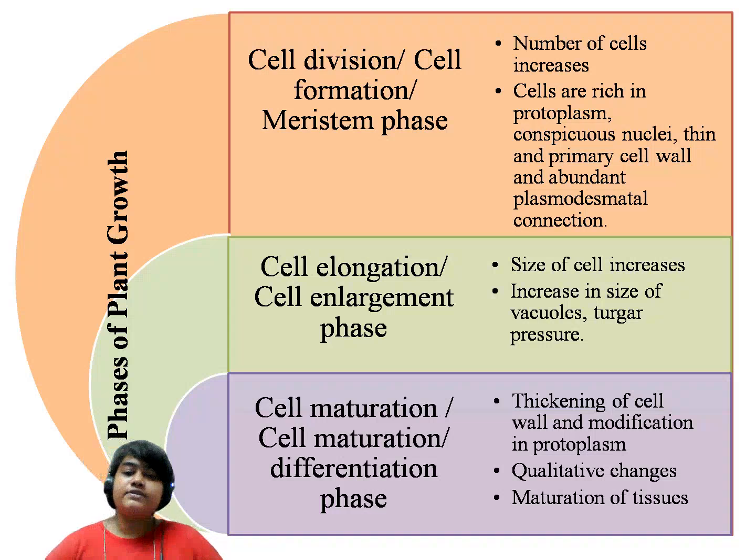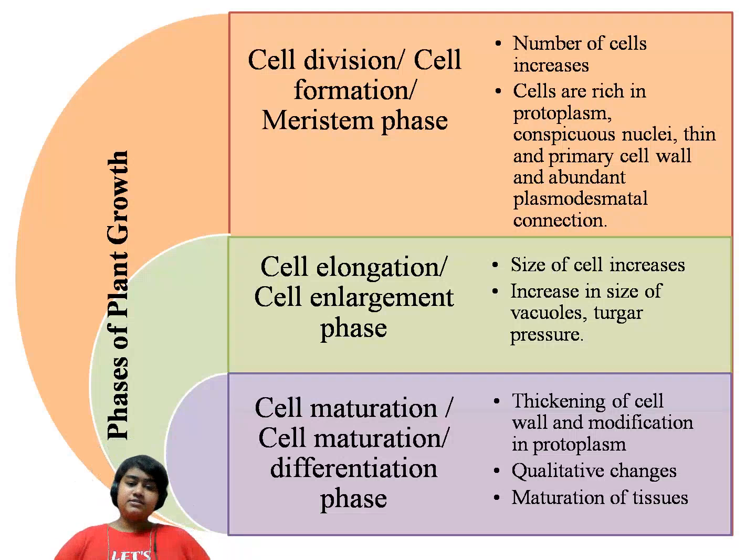Now, after the cells have divided, these cells undergo enlargement, or these cells grow in their size. Now, this phase is known as cell elongation or cell enlargement phase. Now, what happens during this phase? Usually there is no new cell formation, but the cell increases in size because of increase in the size of vacuoles present inside the cell. Now, why does this vacuole increase? Because of turgor pressure.